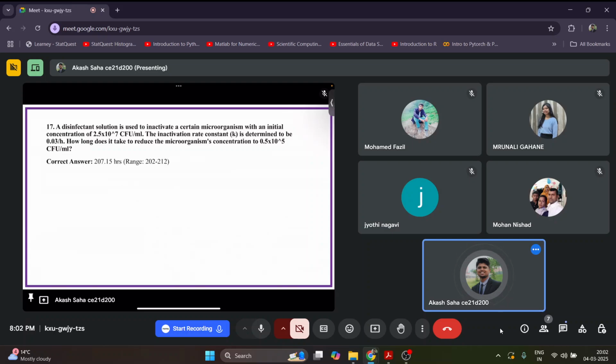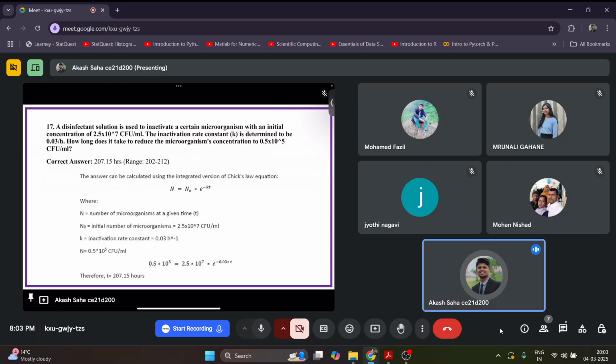The correct answer is 207.15 hours. So simply again that same formula, which is known as the Chick's law equation. So N is equal to N naught into e to the power minus kt. Everything is given, you just have to find t. So it will be 207.15 hours. Is it clear? N here represents the number of organisms after time t, N naught is the initial number of organisms, and k is the rate constant.